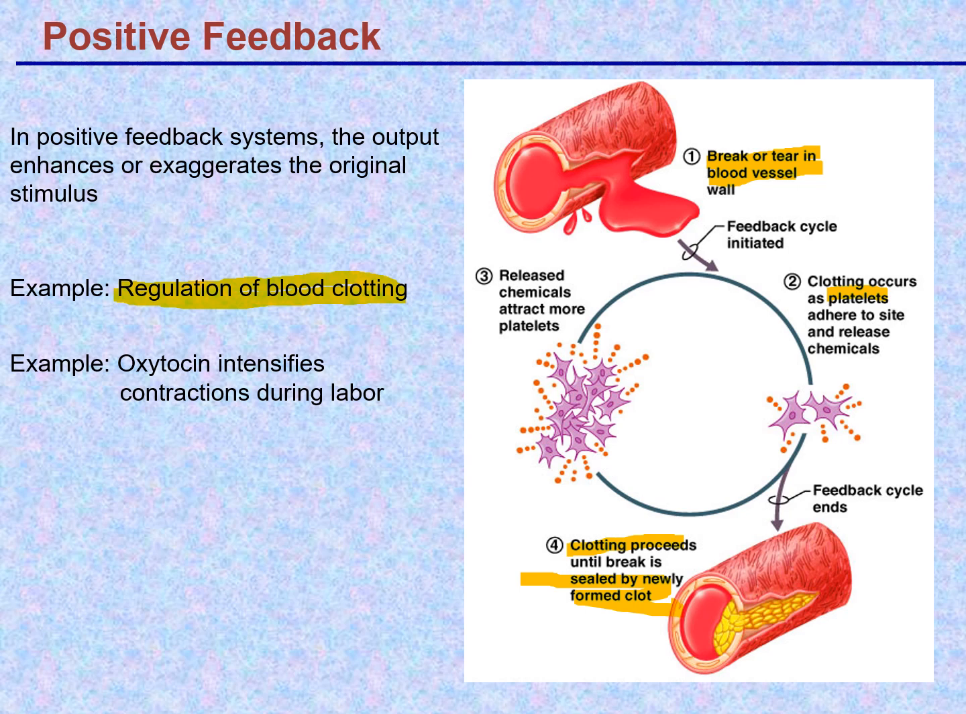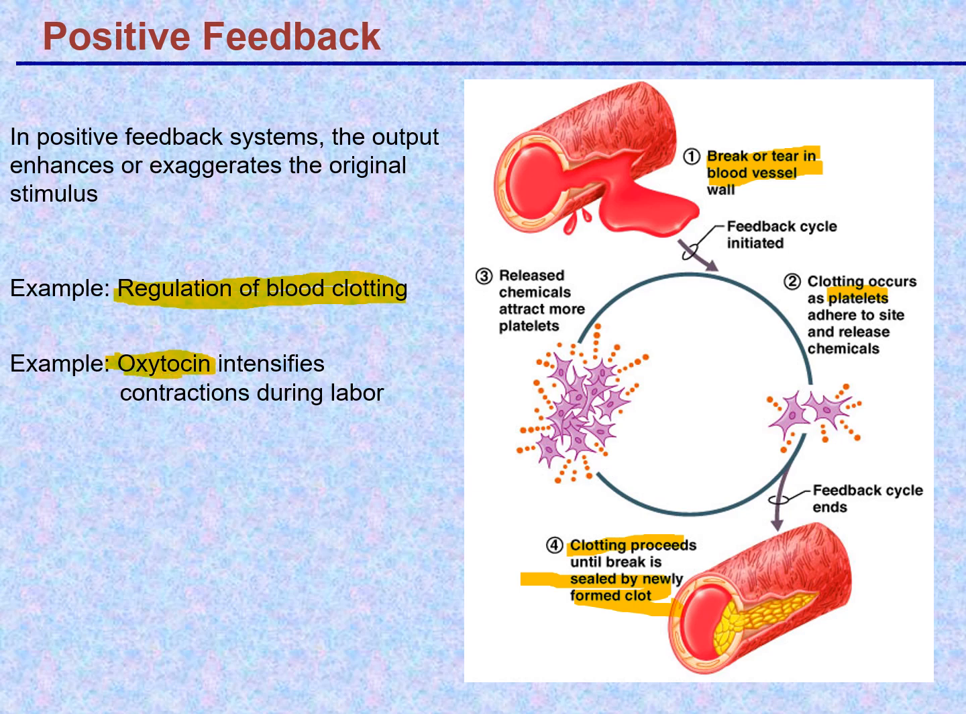Perhaps an easier, more easily understood example of a positive feedback mechanism involves the hormone oxytocin.